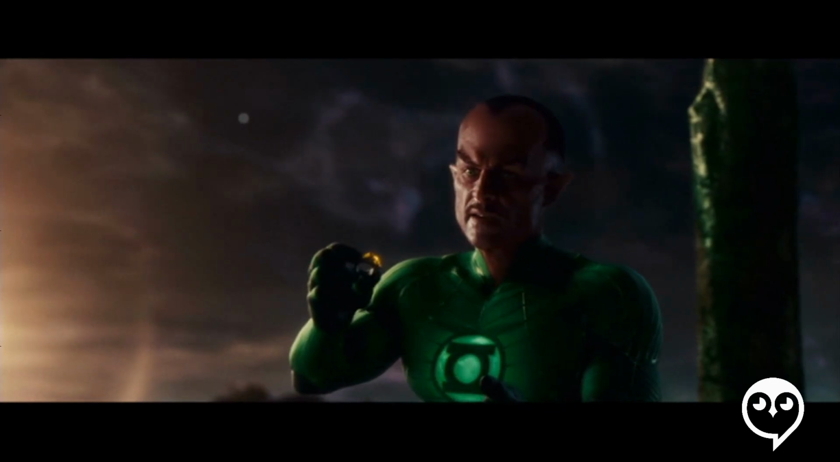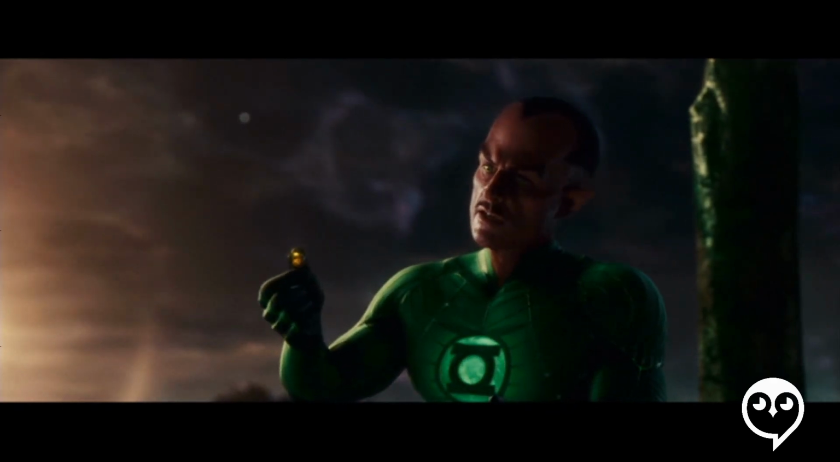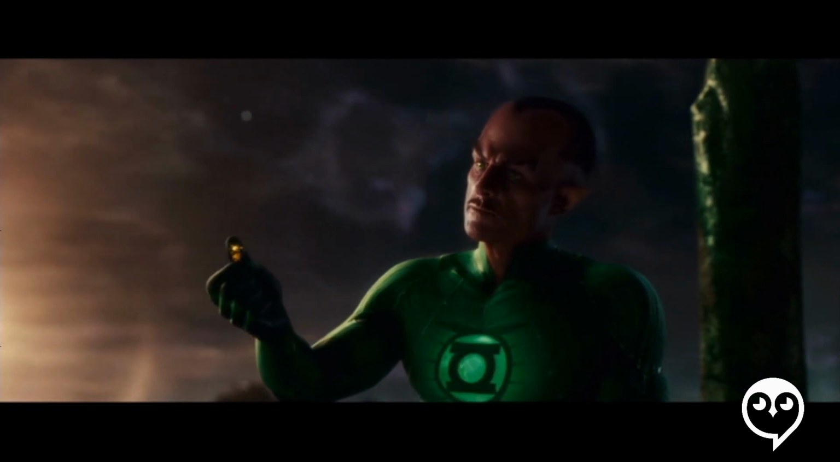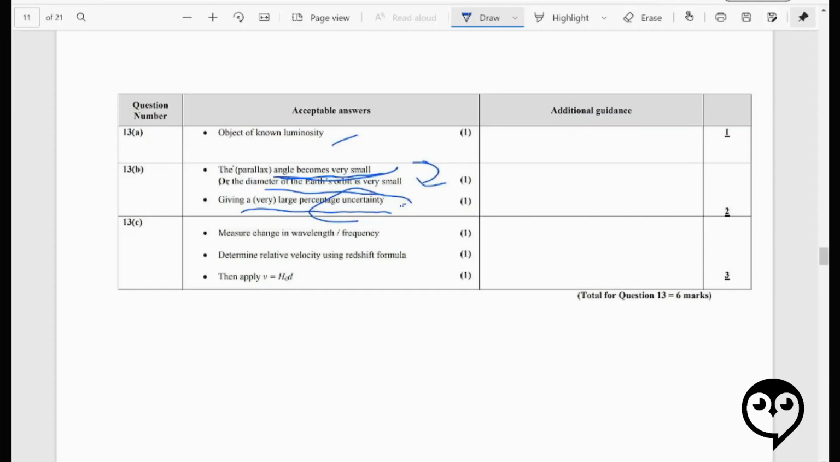Okay. The Earth's orbit will be too small a baseline to measure parallax before it reaches that distance. And then here, we measure the wavelength. You could do the frequency. You determine the velocity from the redshift, and then you use that formula. Okay. Straightforward.